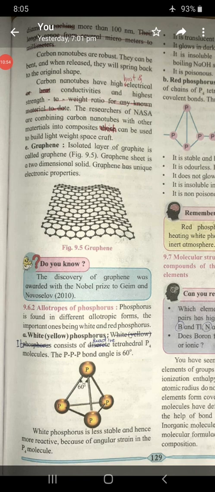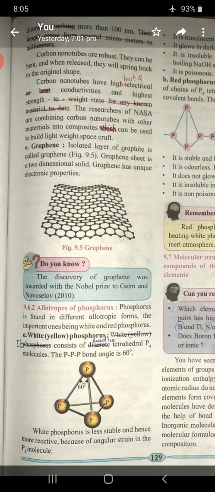Now, compounds of group 13, 14 and 15 elements. First, explain the structure of white phosphorus. There are different allotropes of phosphorus: red phosphorus, black phosphorus and white phosphorus. So, explain the structure of white or yellow phosphorus.